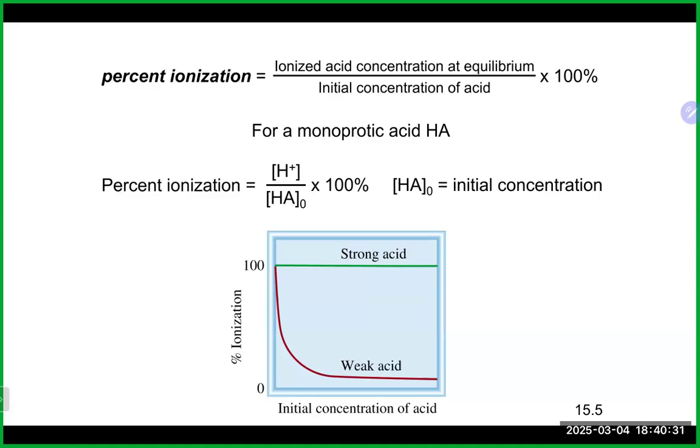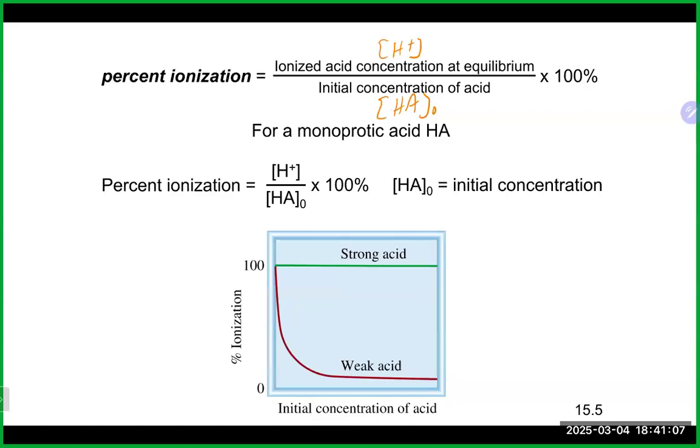So to calculate the percent ionization of an acid, for example, you take the ionized acid concentration at equilibrium. That's a lot of words to say H plus, right? So you take the H plus concentration and divide by the initial acid concentration, and times it by 100%. In case you're curious, that is the check we just did. That is actually the check you do when you make the assumption: you calculate that to see if it's 5% or less, which is reasonable.